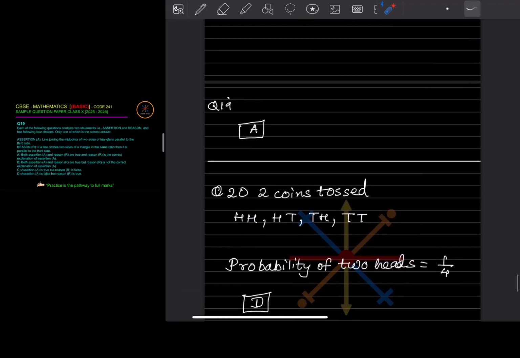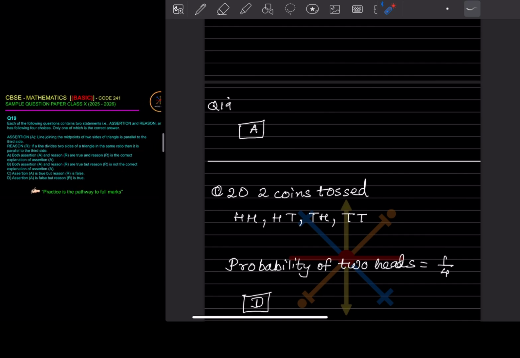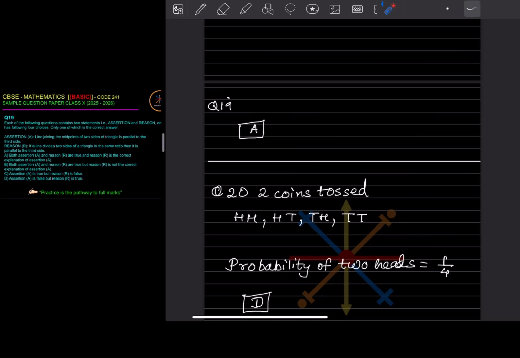In question number 19, you can look at the assertion and the reason. It says that the line joining the midpoints of two sides of a triangle is parallel to the third side. And the reason: if a line divides two sides of a triangle in the same ratio, then it is parallel to the third side. In this one, both are true, so the option is A, because both assertion A and reason R are true, and reason R is the correct explanation of assertion A.